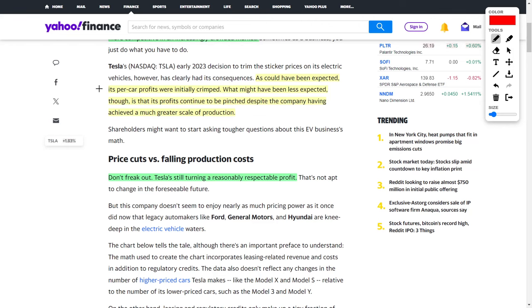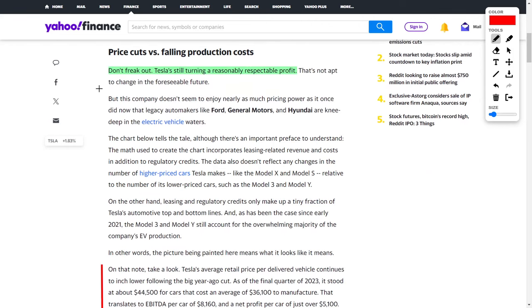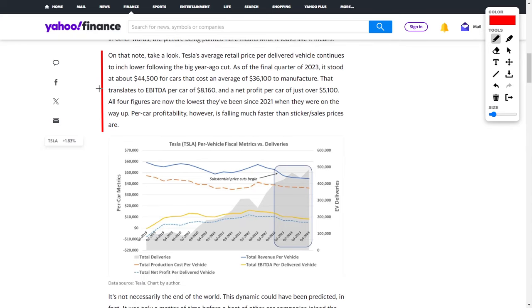On top of that, Tesla is still turning a reasonable profit, especially when we compare them to other EV makers. Now let's get into the nitty-gritty, because Tesla's average retail price per delivered vehicle continues to inch lower following these price cuts. According to the article, as of the final quarter of 2023, it stood at about $44,500 for cars that cost an average of $36,100 to manufacture. This then would translate to an EBITDA per car of $8,160 and a net profit per car of about $5,100.